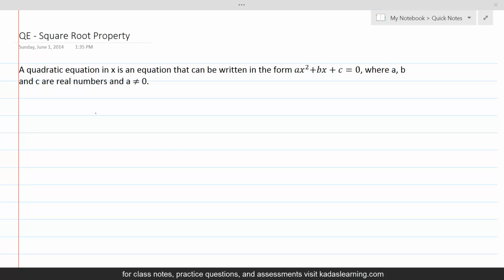A quadratic equation in x is an equation that can be written in the form ax squared plus bx plus c equal to 0, where a, b, and c are real numbers and a is certainly not equal to 0, because if a is equal to 0, then it doesn't remain quadratic anymore. So let's take a standard form of the equation. So general form of quadratic equation.